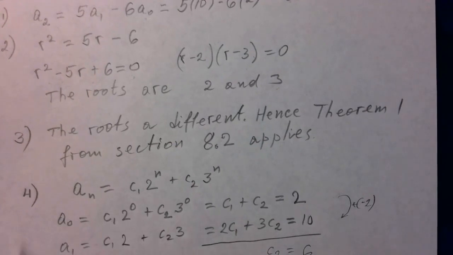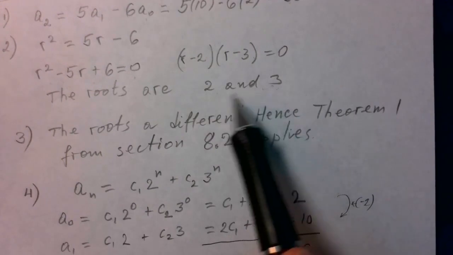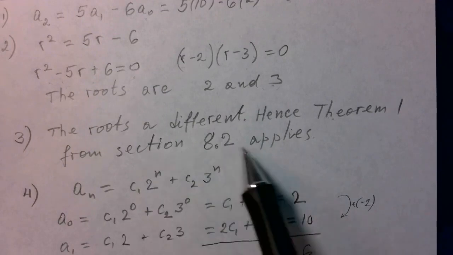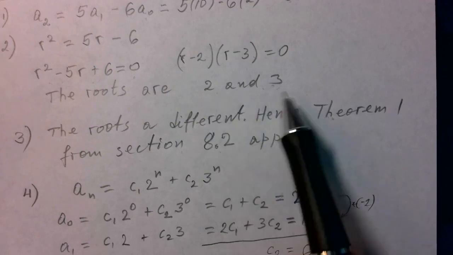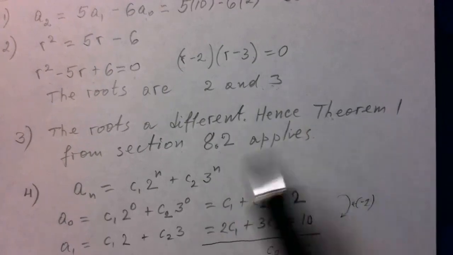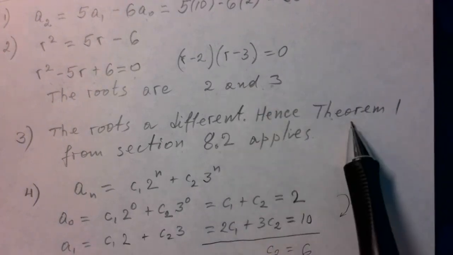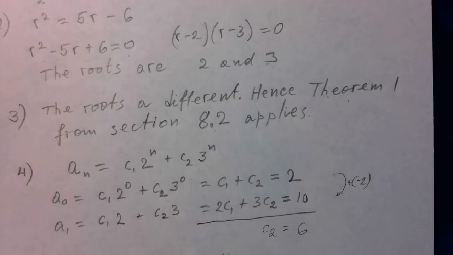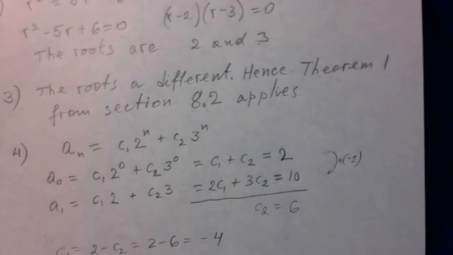In the next part, from the roots, because they are different, we determine that the first theorem applies, the first theorem of section 8.2. If we have repeated roots, then we will use the second theorem. Here, different roots means first theorem. And then we find a formula for any solution that satisfies the recurrence relation only.